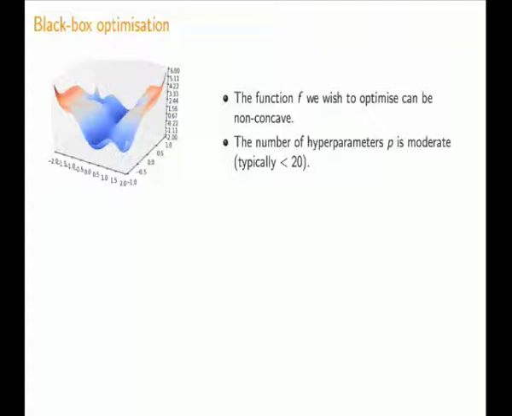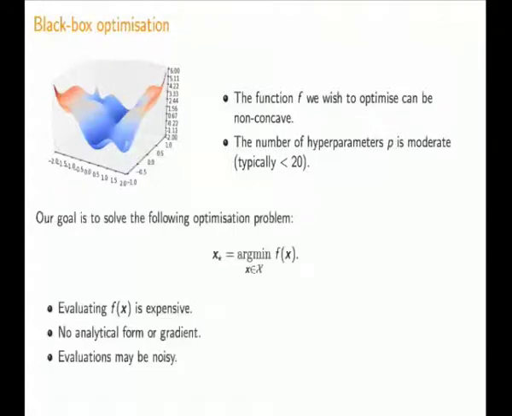We assume that we have some function here. This is the surface of some function as a function of potentially two hyperparameters, which are continuous. We have a function which has multiple modes or optima. And we assume that the dimension of the hyperparameters is relatively modest, smaller than 20. Our goal is to optimize this, to find the minimum of this function.